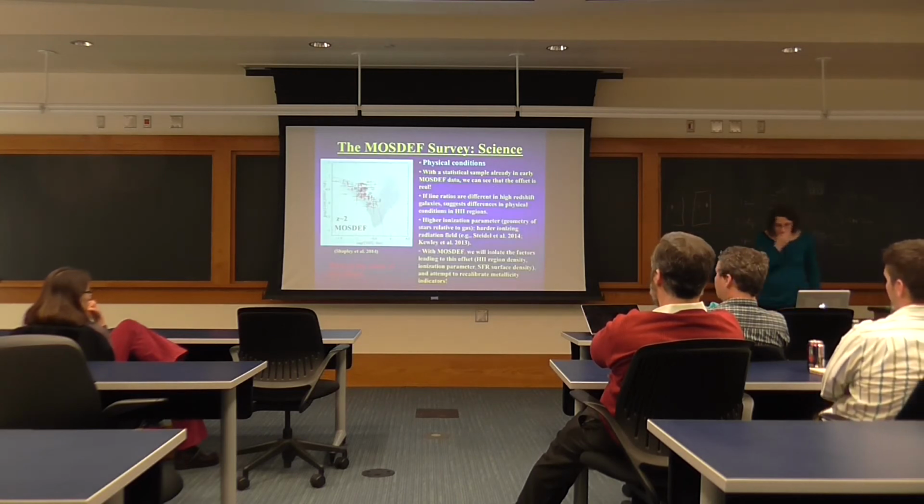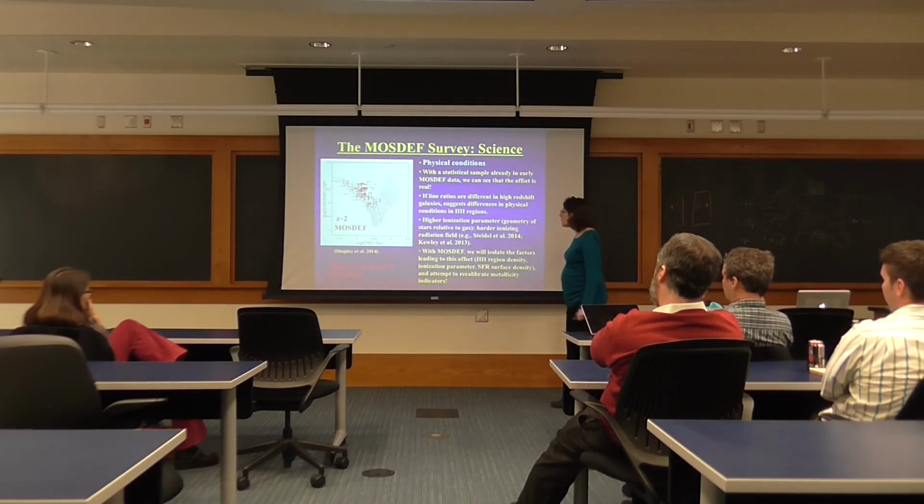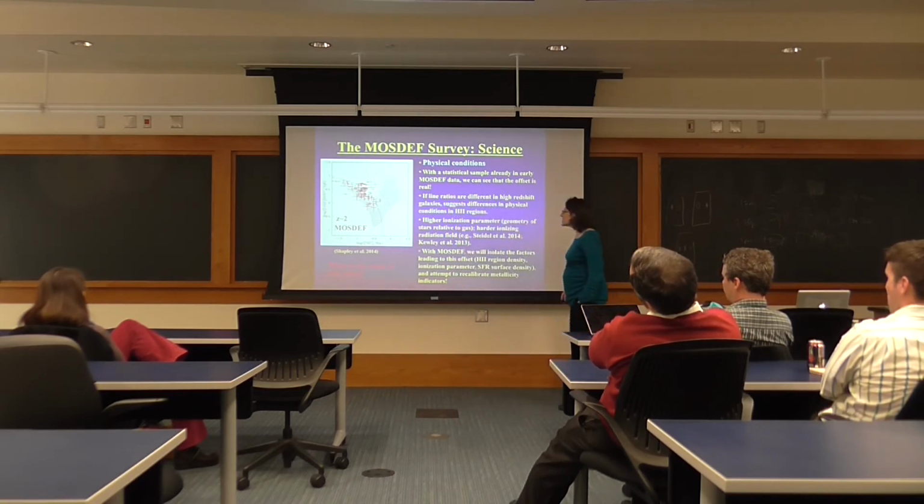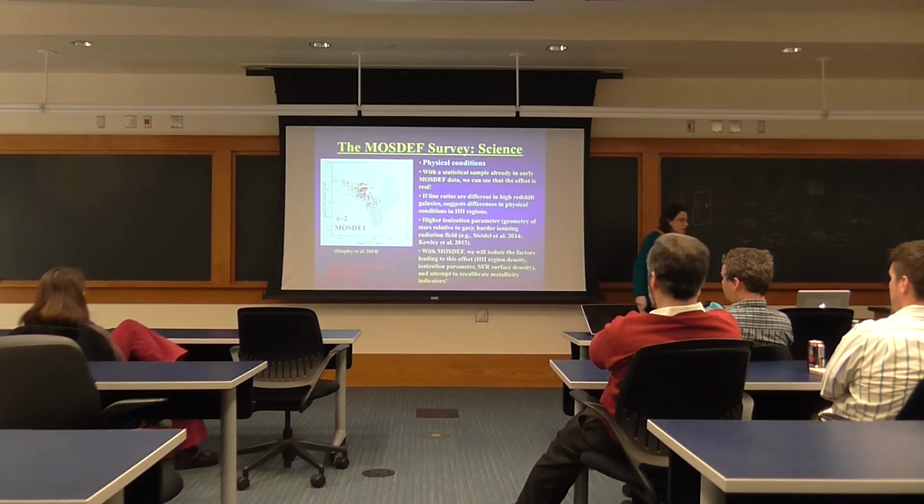But one of the things that I'm most excited about is now we have a statistical sample at redshift 2 from this MOSDEF survey. And you can see our BPT diagram. So here's the Sloan sample, the star-forming sequence, and then the red points are our sample. You can see that definitely there is still this systematic offset between the redshift 2 galaxies and the Sloan galaxies. And so it suggests that this offset is real.